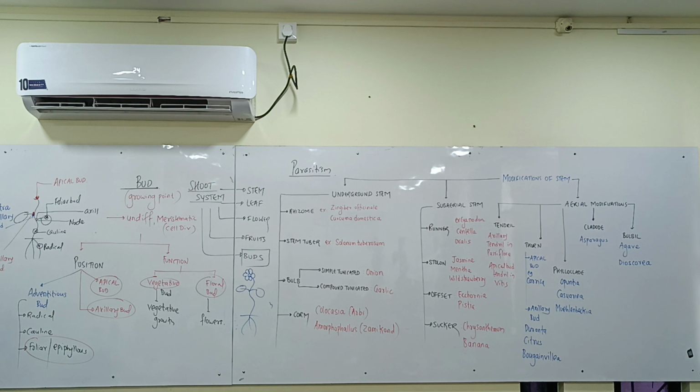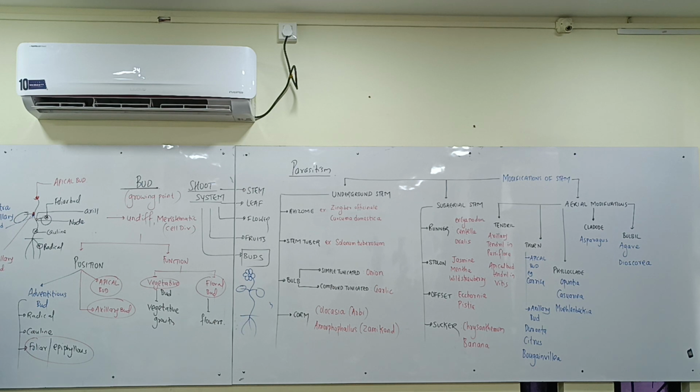Understood? So bud is a growing point. It is made up of meristematic cells which undergo cell division. Okay. At the apex of the plant, it's called apical. In the axillary, it's called axillary. Other than that, it can be called as adventitious. On the stem, it is called colline. On the root, it is called radical. And on the leaf, it is called as a foliar bud or epiphyllous bud. Understood, everybody?